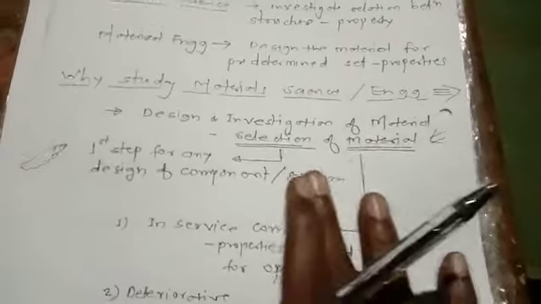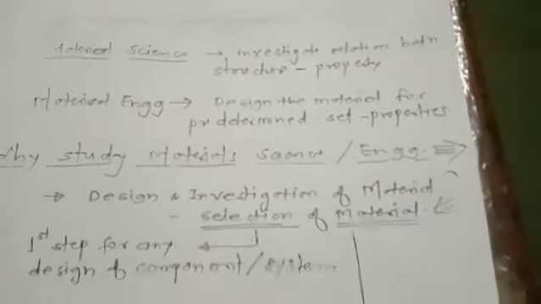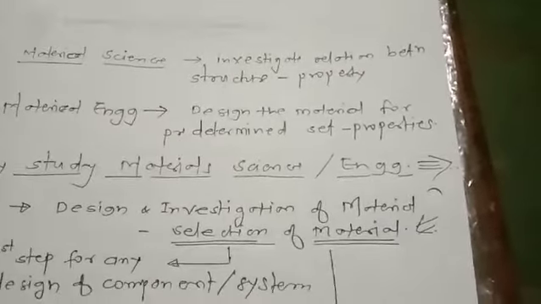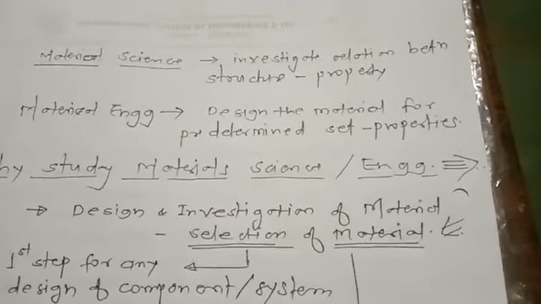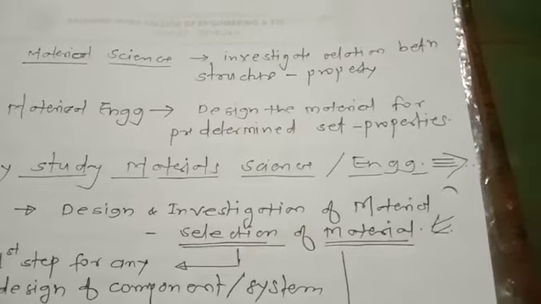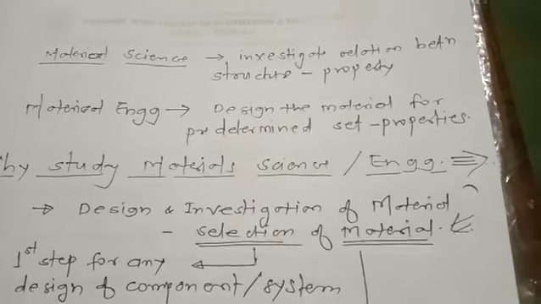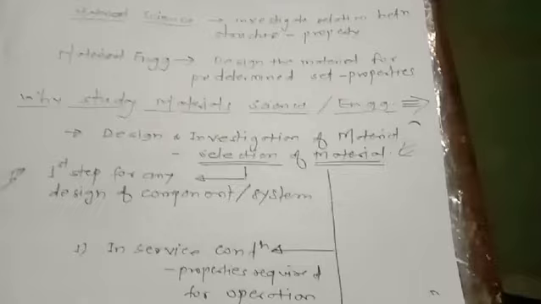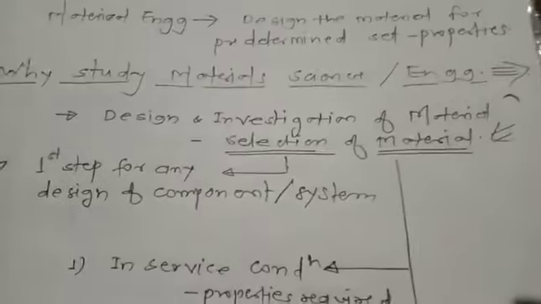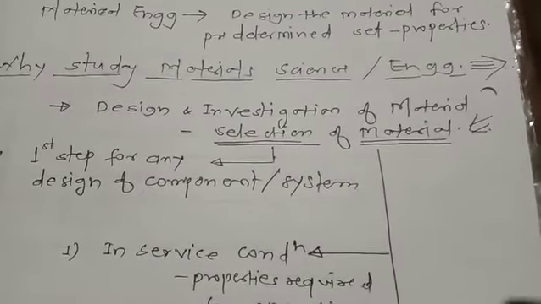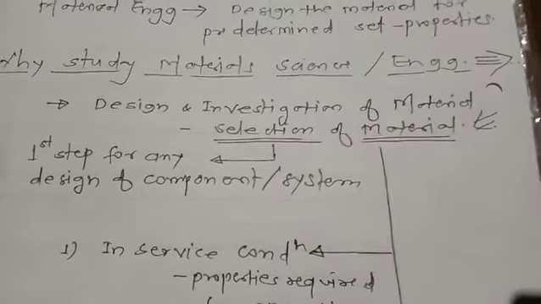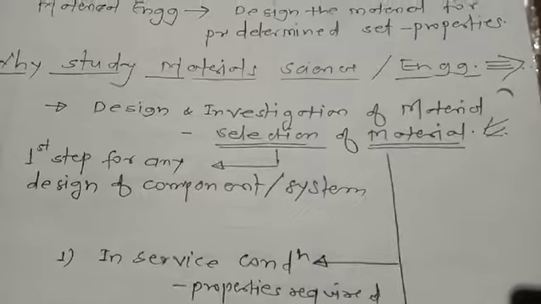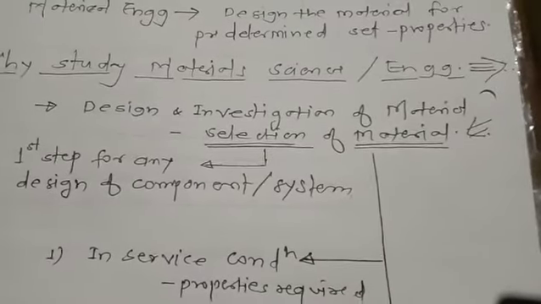And what do we mean by material science and material engineering? Science finds the relation between structure and property, and engineering decides how to process that particular material for the set property. Why study material science? In a design problem, or if you want to develop different systems, what do we need? Material, and that is the basic step of any developing system.